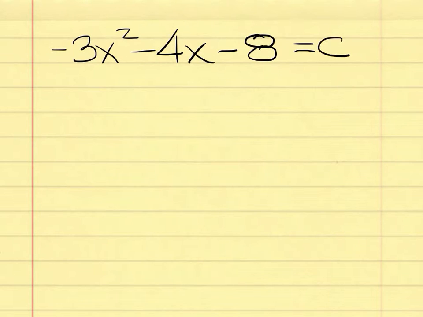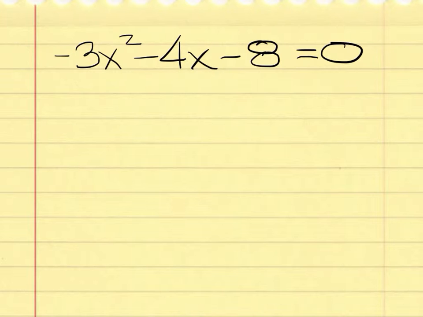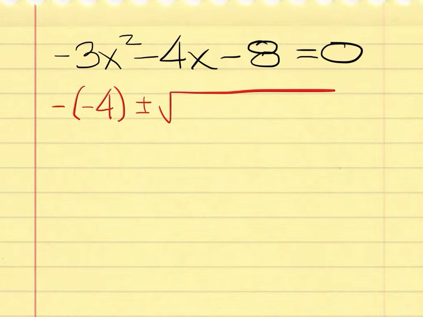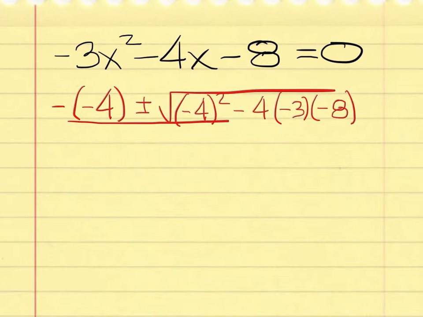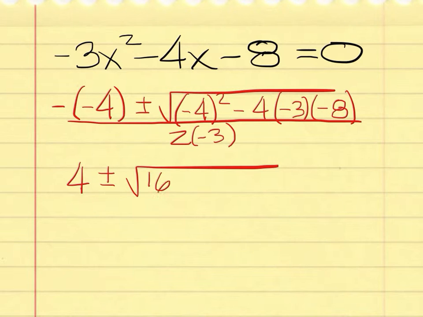This one is negative 3x squared minus 4x minus 8 equals 0. The solution for this problem is negative 4 plus or minus the square root of the quantity negative 4 squared minus 4 times negative 3 times negative 8, over 2 times negative 3. That's going to be 4 plus or minus the square root of 16 minus 72 over negative 6.